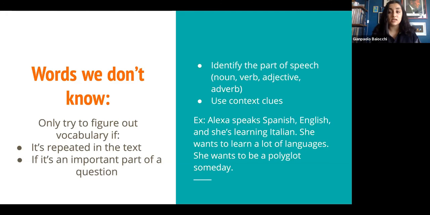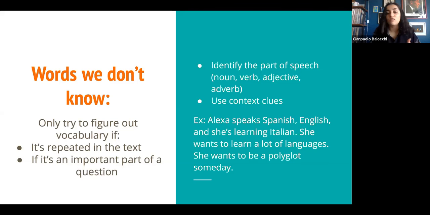So on the SHSAT, they put a lot of complicated vocabulary that most people don't know to throw you off. You're only going to go back and figure out what a word means if it's repeated in the text, because that means it's important, just like with details, or if it's an important part of the question. When you find a word that you need to find a definition for, there are two steps. First is to identify the part of speech, so the function of what the word is.